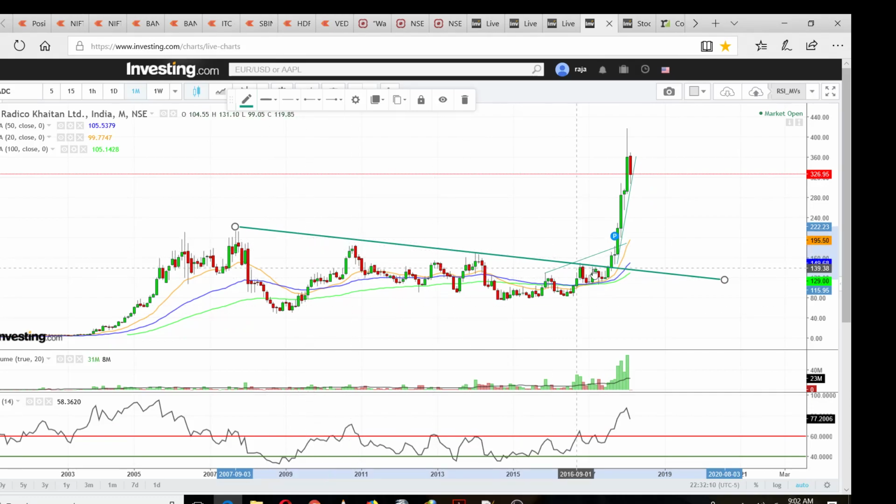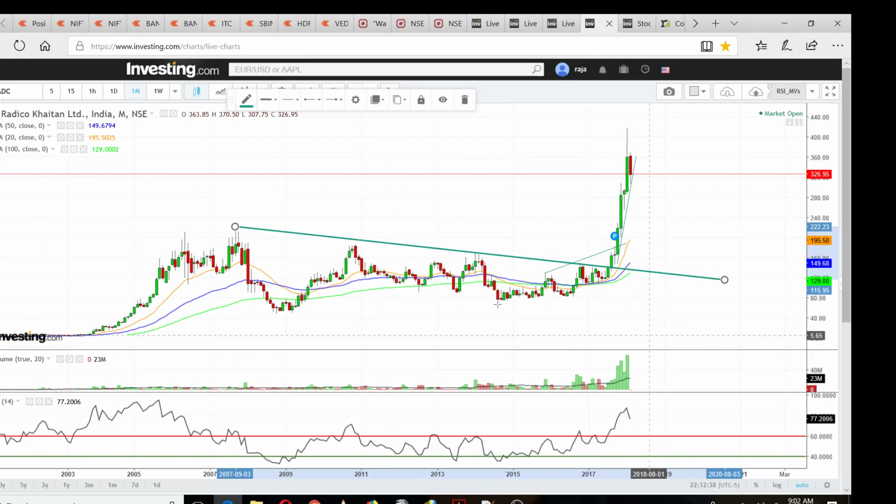After the breakout of this trend line, we see a huge movement has come in, and that too with huge volume. That proves that there was a high amount of interest in RADICO Khaitan at these levels. So people were waiting tremendously for this breakout to happen, and once it happened, you see what has happened.